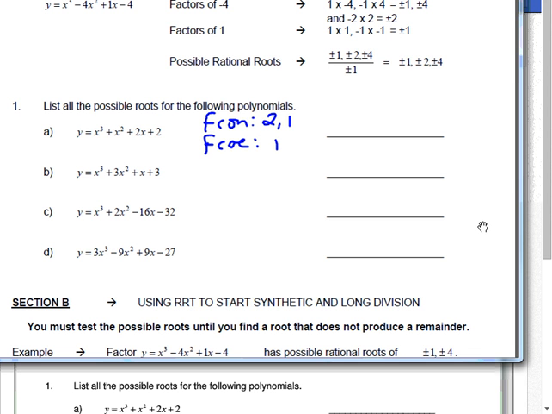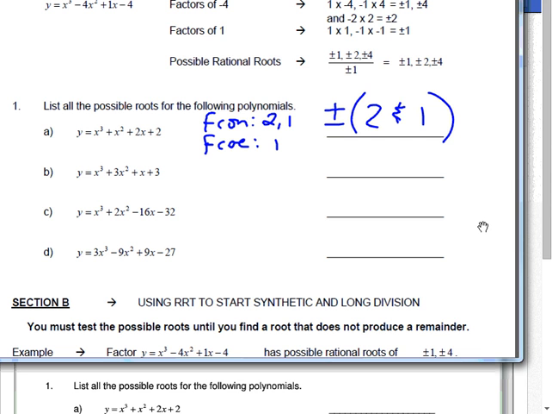2 divided by 1 is 2. 1 divided by 1 is 1. So it's 1 and 2. And don't forget the plus and minus in front of that. Technically, it'd probably be better if you put plus and minus 1 and plus and minus 2. But I just don't want you to have to put plus and minuses all over the place. Something like that is another way to write it.